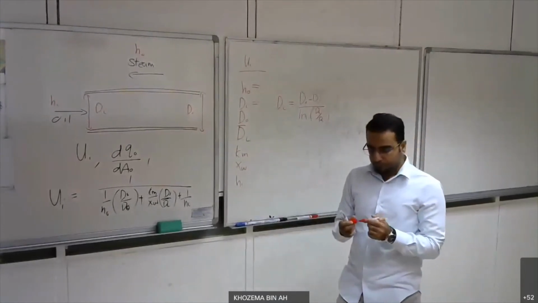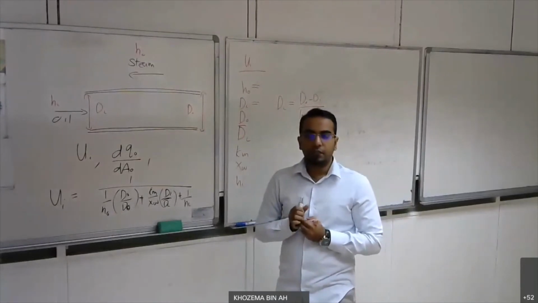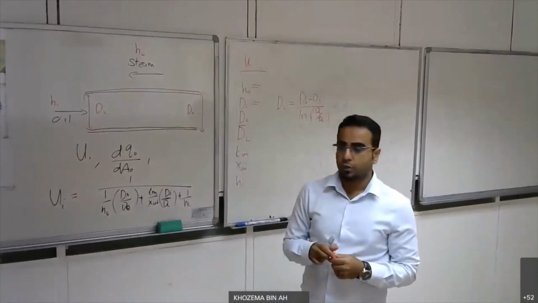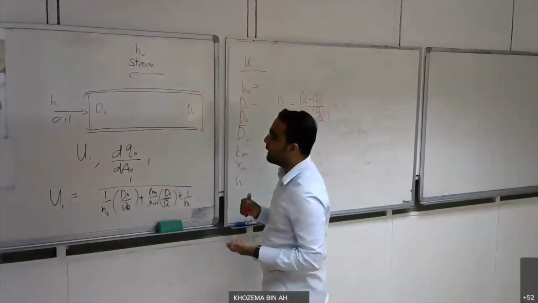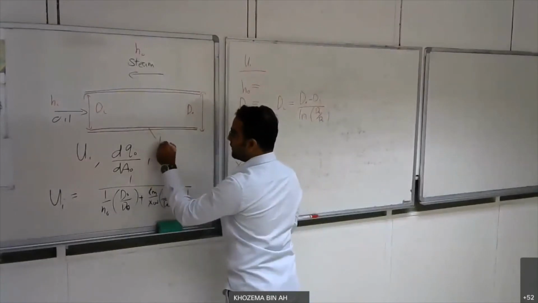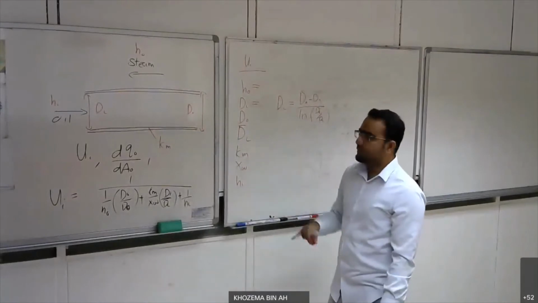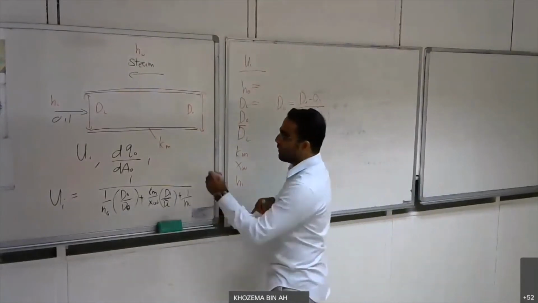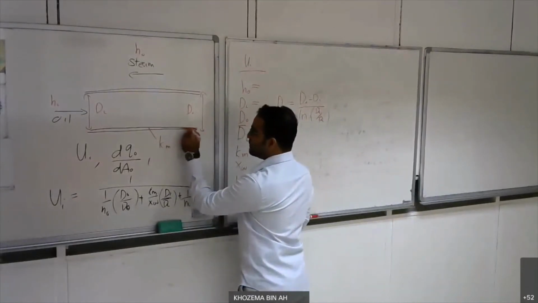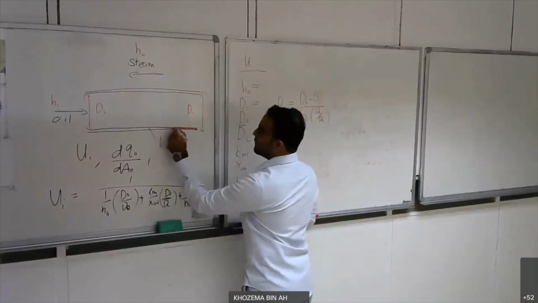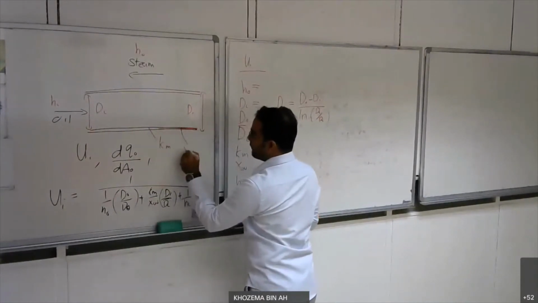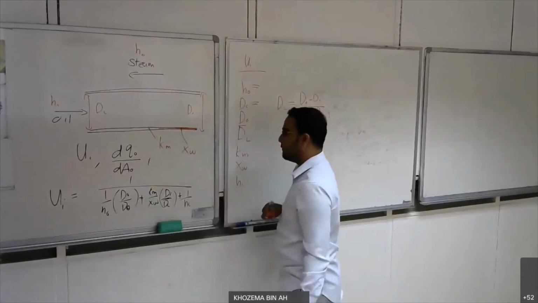Km is the thermal conductivity of the material. So in this case, you have to find the Km of the copper tube. This is the value of Km. And then XW is the thickness of your tube. Okay? This is the thickness. So you have to find the value of XW.